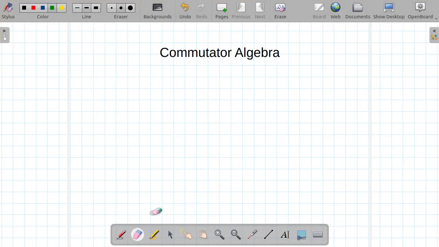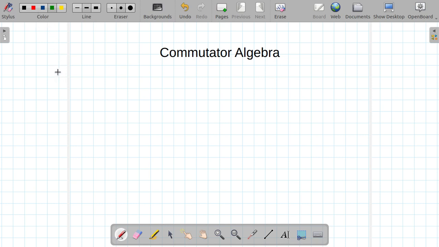So, in this lecture, I am going to talk about commutator algebra, and commutator algebra plays a very important role in quantum mechanics, especially when we have to deal with the matrix formulation of quantum mechanics. So, let us define a commutator.